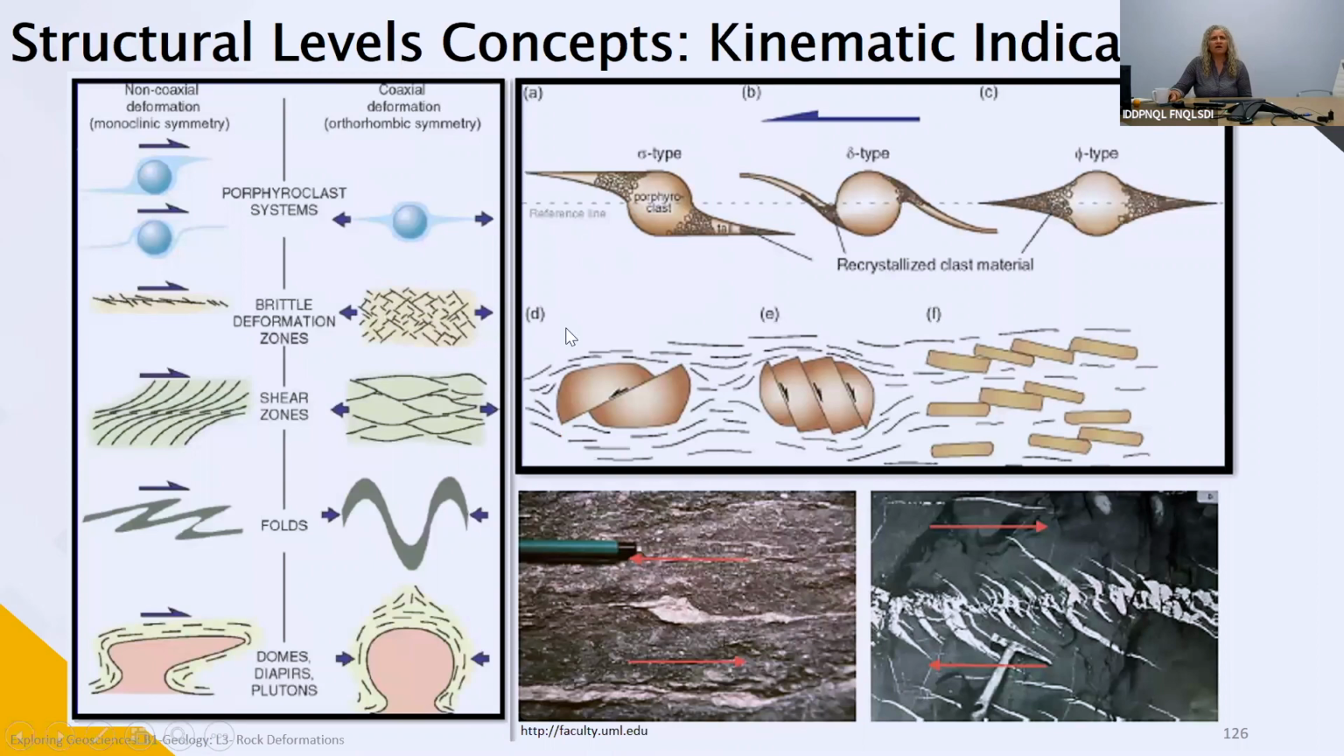So these are all kinds of structural elements that we use in the field, what we call kinematic indicators. Kinematic indicators will show us how these were moved, deformed, broken, rearranged, and so on. So we have porphyroclast systems here, as we can see. We have brittle deformation zones, shear zones, how things react in sides, the folds, and finally the domes, diapirs, and plutons.